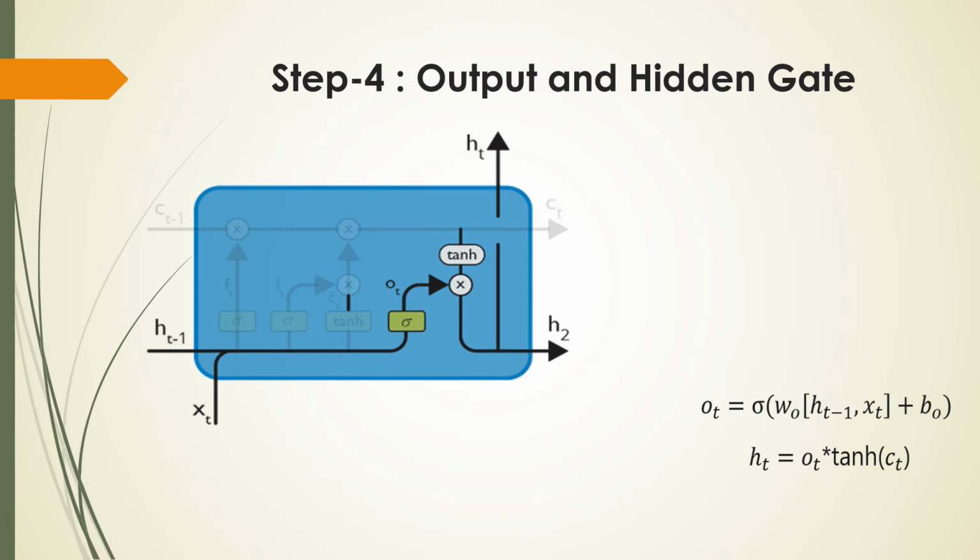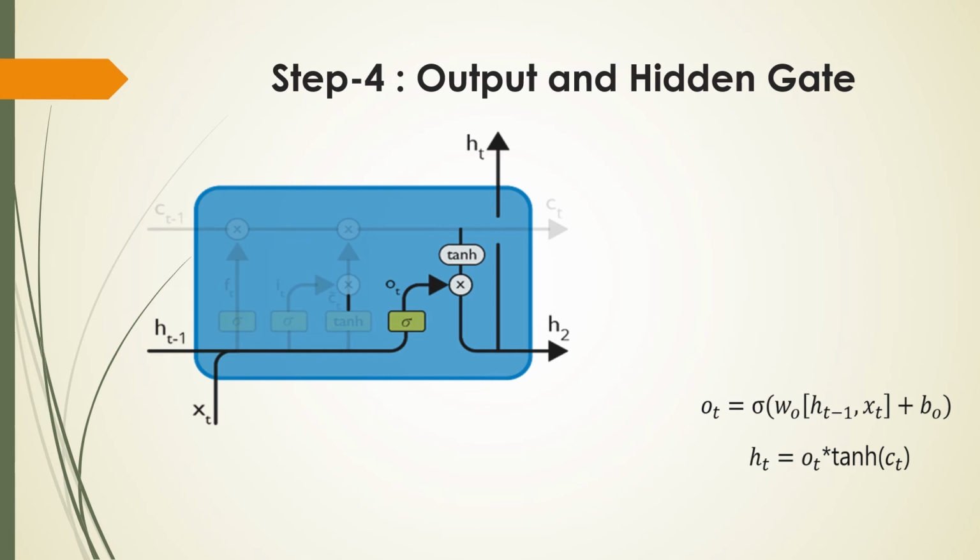Now step number 4 is known as the output and hidden gate layer. We run a sigmoid layer which decides what parts of the cell state we are going to output. Then we put the cell state through the tanh function, which ranges from -1 to +1. Later we multiply it by the output of the sigmoid gate so that we only output the parts we decided to. The output gate is o_t = sigmoid(W_o [h(t-1), x_t] + b_o).